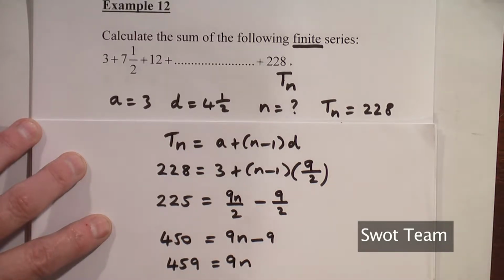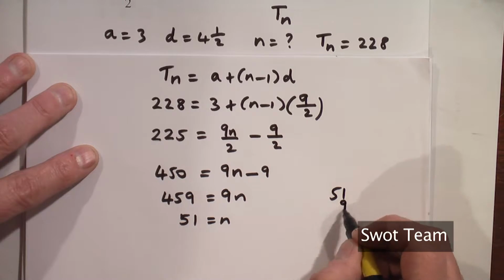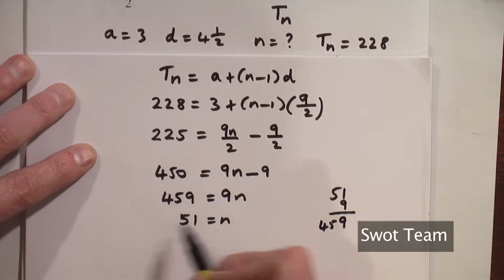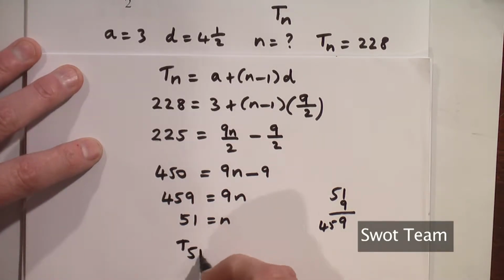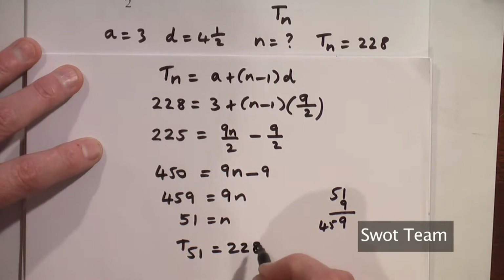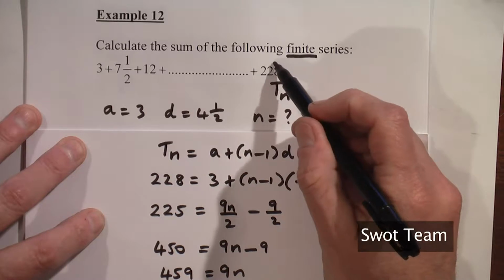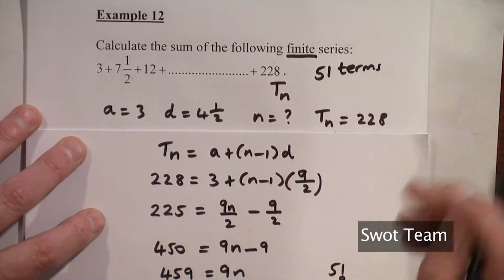Now, if you look at this, what is 459 divided by 9? Clearly it's going to be 51 equals n. If you verify that, let's check. What is 51 times 9? 1 9 is 9, 9 5s are 45. So you can clearly see that it works out at 51 terms. In other words, the 51st term is 228. So we now know that this term is clearly known, and we have 51 terms in the arithmetic series.